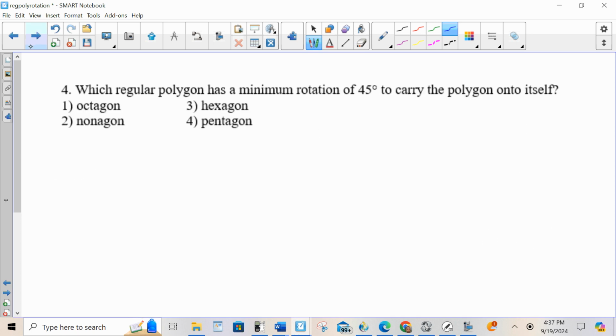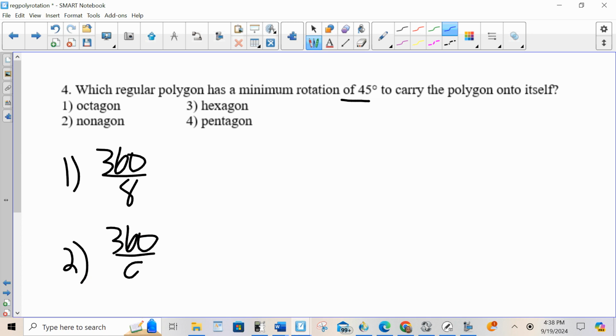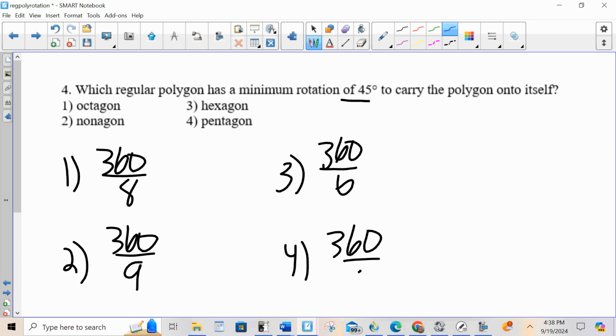Now for something like number 4, it says which will have a minimum rotation of 45 to carry it onto itself. So you're going to have to go through each choice. Choice 1, an octagon has 8 sides. Choice 2, a nonagon has 9 sides. Choice 3, a hexagon has 6 sides. Choice 4, a pentagon has 5 sides. From there, we just do the division. You can use a calculator if needed.